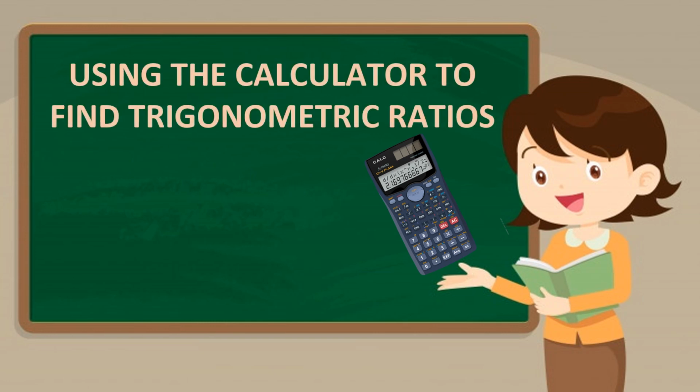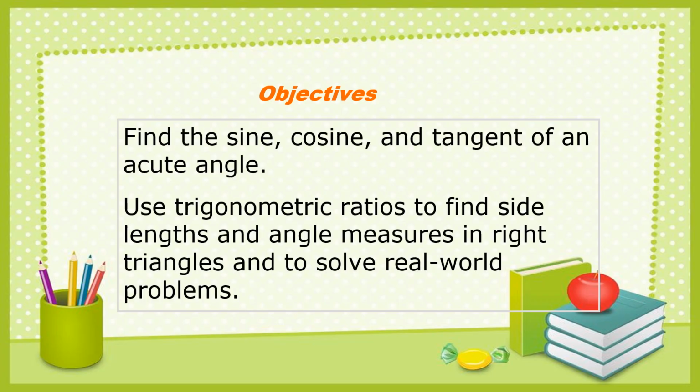Okay, so we will be having our topic today: using the calculator to find trigonometric ratios. So here are our objectives. Number one, we need to find the sine, cosine, and tangent of an acute angle. And number two, we need to use trigonometric ratios to find side lengths and angle measures in right triangles to solve real-world problems.